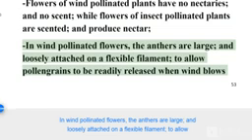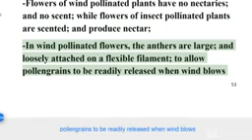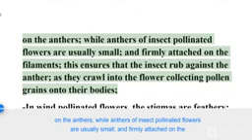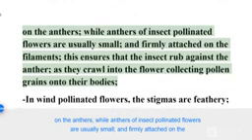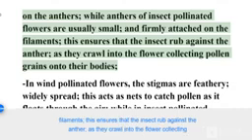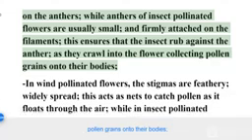In wind-pollinated flowers, the anthers are large, and loosely attached on a flexible filament, to allow pollen grains to be readily released when wind blows on the anthers, while anthers of insect-pollinated flowers are usually small, and firmly attached on the filaments. This ensures that the insect rubs against the anther, as they crawl into the flower, collecting pollen grains onto their bodies.